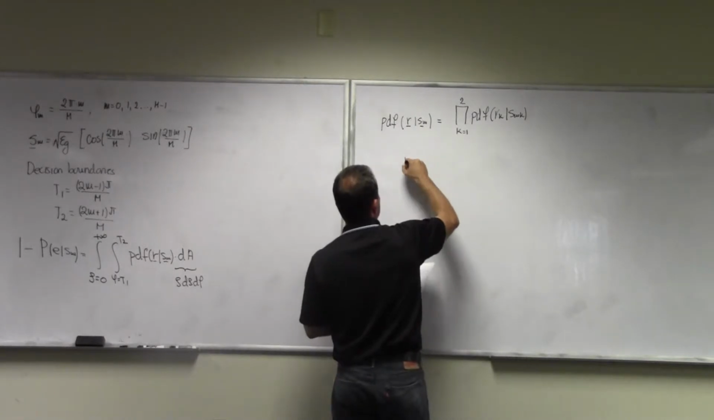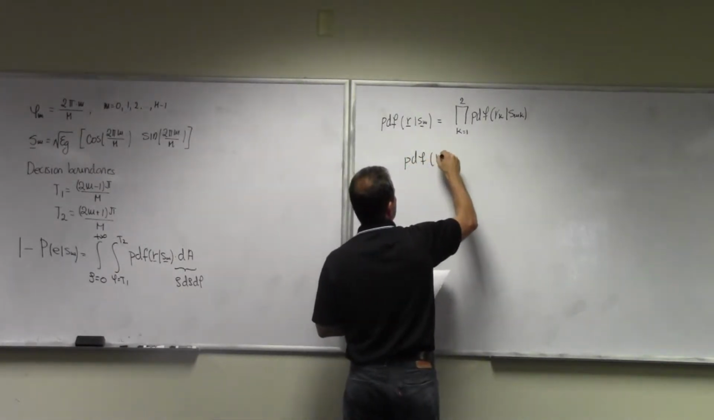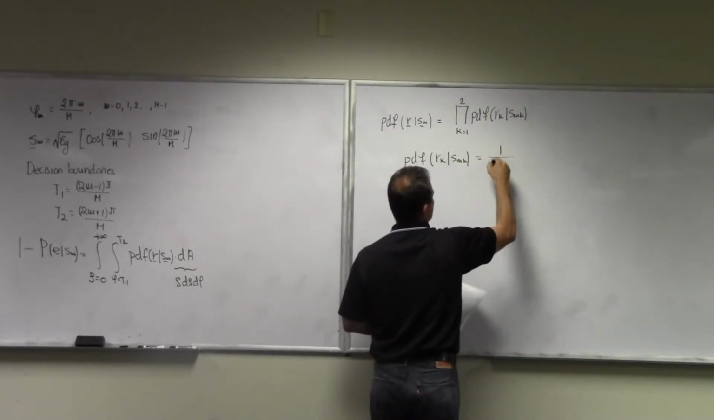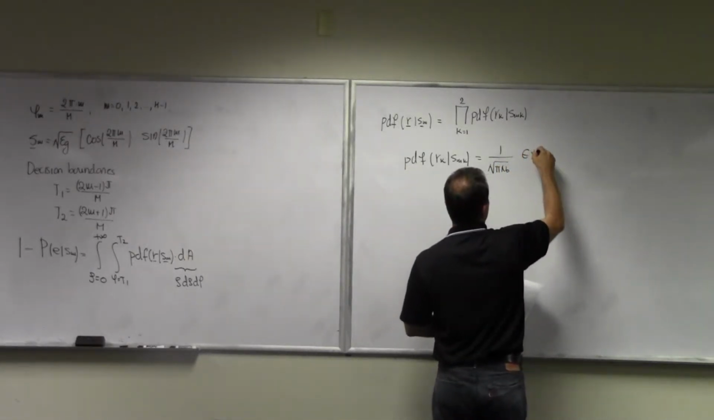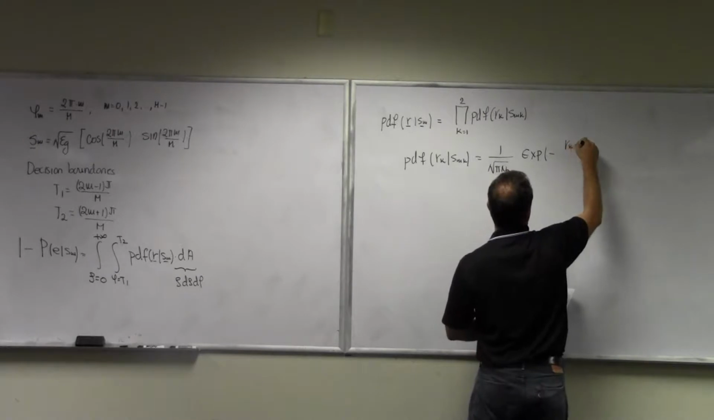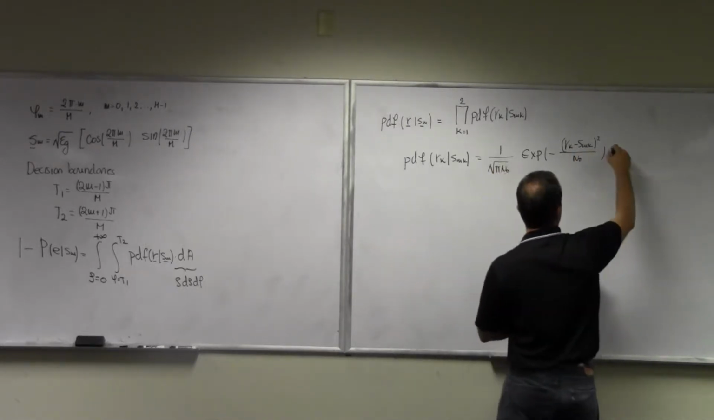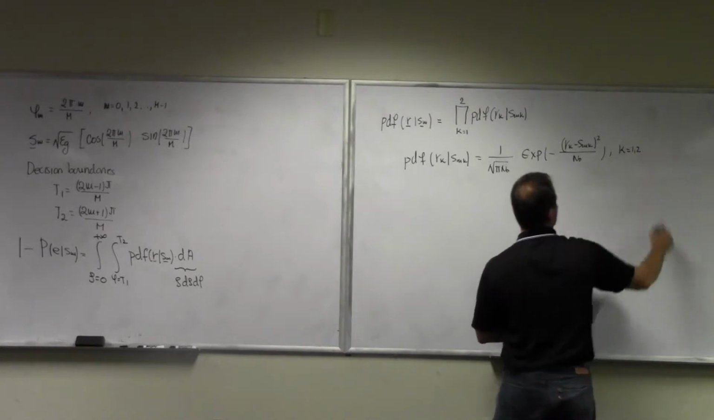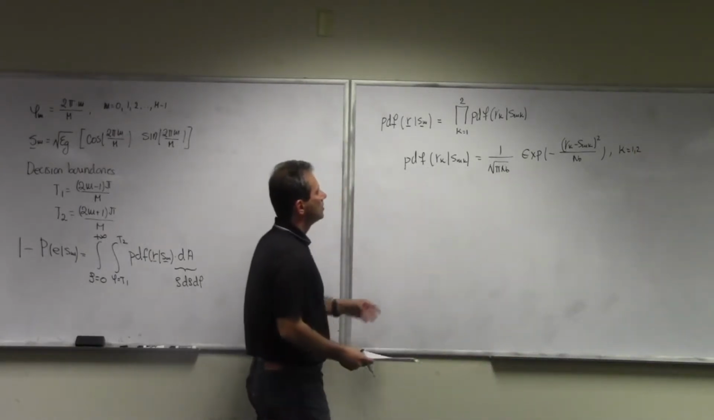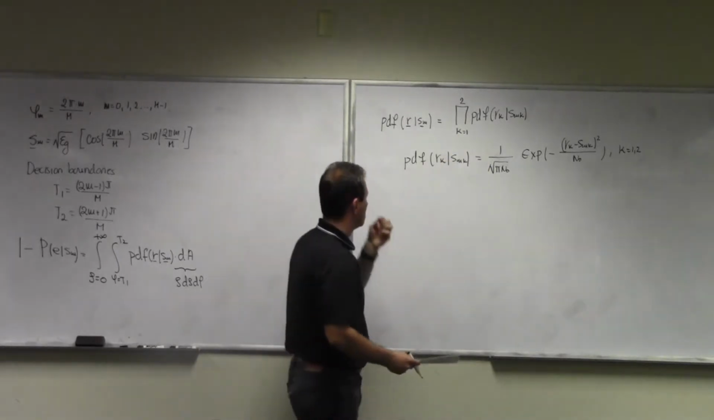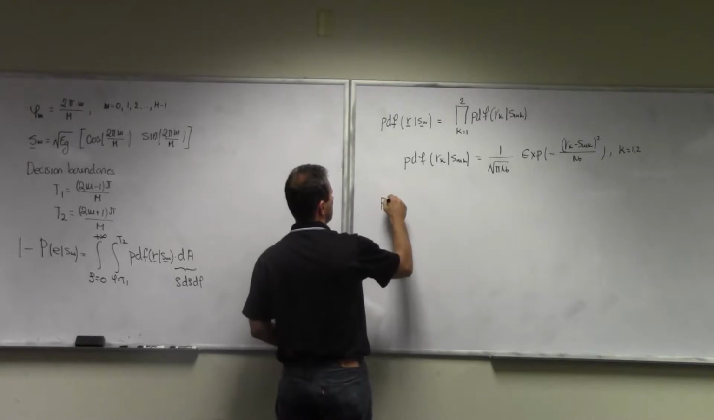So the PDF of Rk given Smk is going to be equal to 1 over square root of pi N0, e to the minus (Rk minus Smk) squared over N0. Okay, k is 1 or 2 because this is a 2-dimensional signal. So since I know these 2 probability density functions, I can form this joint probability density function here.